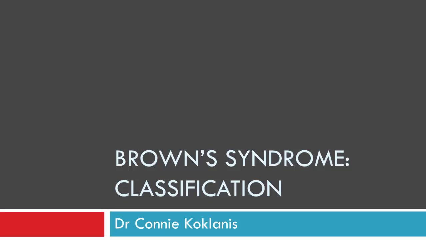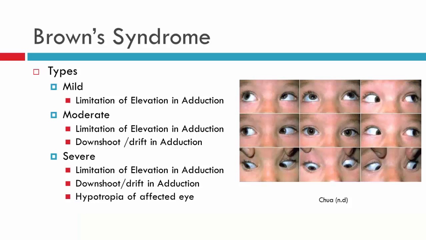In this video, we'll be discussing the types of Brown syndrome and the associated signs you expect for each of these types. So in essence, there's three types of Brown syndrome: mild, moderate and severe.